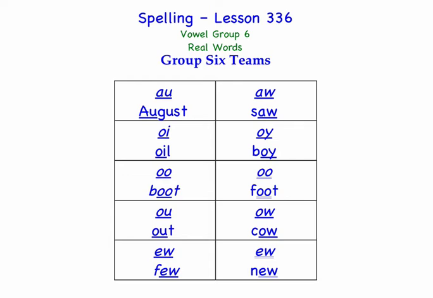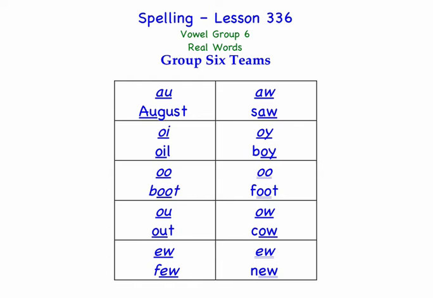OU and OW both represent the same sound ow. Again, OU we will use at the beginning of the word or in the middle of the word to represent that sound, as in out. And OW we will use at the end of the word to represent the sound ow, as in cow. Finally, EW can represent one of two sounds. The primary sound for EW is the sound U, as in few. Underline it one time when it represents that sound. When EW represents its second sound, oo, as in the word new, we double underline the EW team.